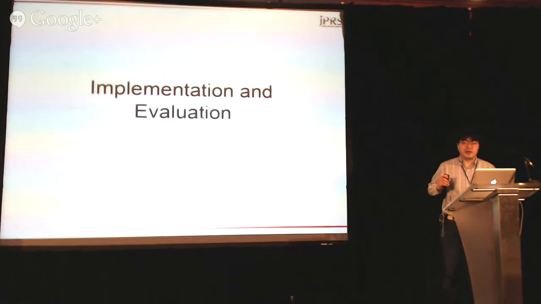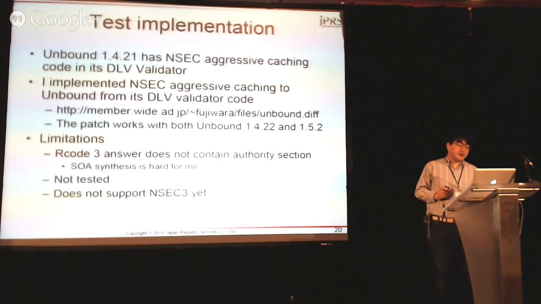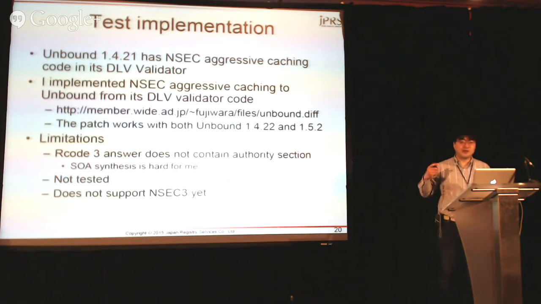And after then, the implementation part was finished, and I evaluated my patch. Unbound has NSEC aggressive caching code in its DLV validator, and I implemented NSEC aggressive caching to Unbound from its DLV validator code. And my patch is here, and the patch works with both Unbound 1.4.22 and 1.5.2. And there are limitations. The RCODE 3 name error answer doesn't contain an authority section because SOA synthesis is hard for me and it is not tested well. I used the patch, but the current user is only me, and it doesn't support NSEC3 yet because Unbound code doesn't support NSEC3 now.